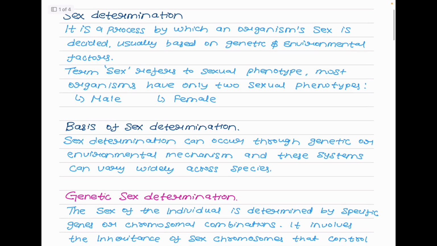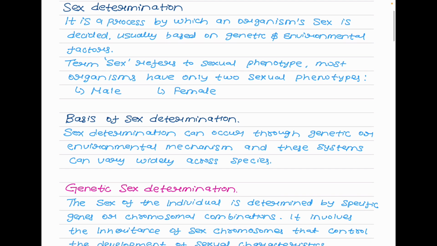Sex determination refers to the biological mechanism that defines the sexual development of an organism. Simply put, it decides whether an individual develops as male or female, or in rare cases, a mix of both. The term sex here refers to the biological and physical characteristics related to reproduction. But what drives this determination? The answer lies in the complex interaction between genetics and environmental factors.